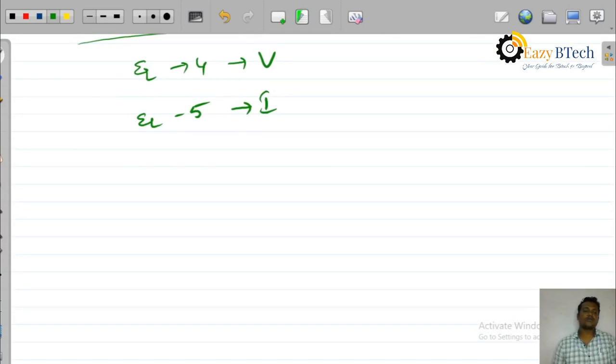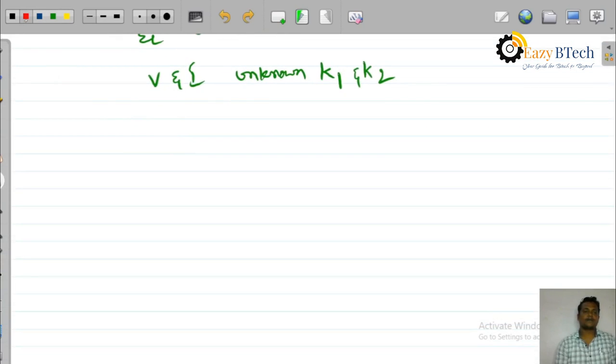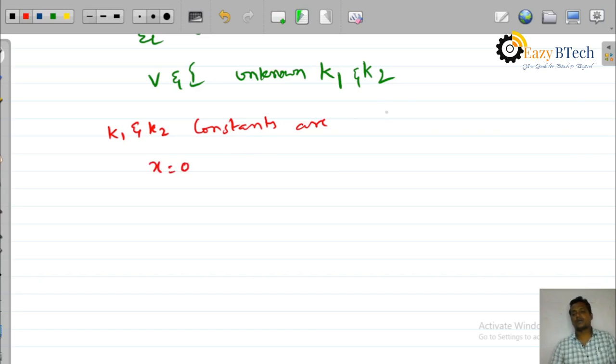Now, in equation 4 and equation 5, the voltage and current expressions, the unknowns are the constants k1 and k2. We have to calculate k1 and k2. The k1 and k2 constants can be obtained by substituting x equals to 0. What happens if x equals to 0?